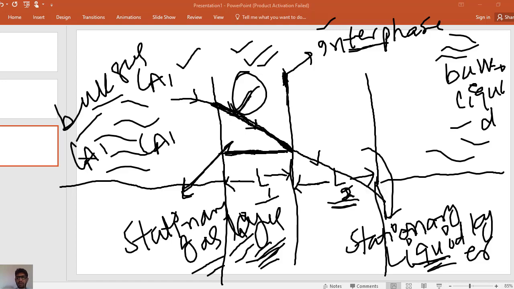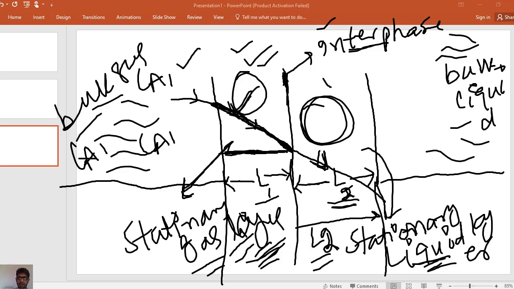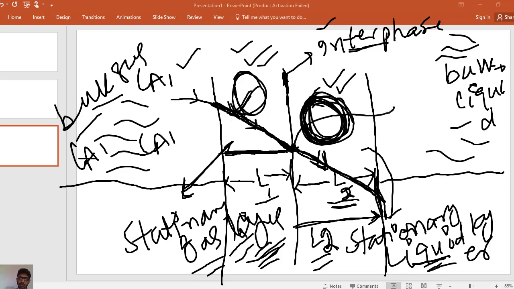And the concentration of A is decreasing in this region. The concentration of A is decreasing with the L2 direction. This is L2, and this concentration can be determined by Fick's first law of molecular diffusion. Similarly, when the concentration of component A reaches some concentration, at this position the concentration of A is CA(I).